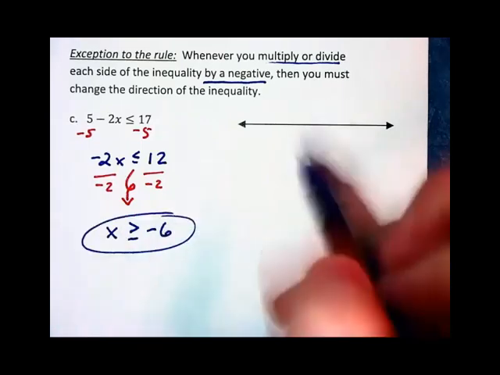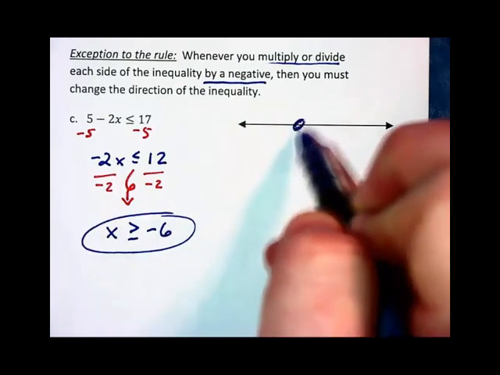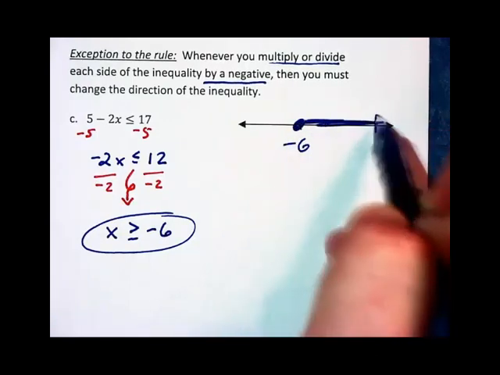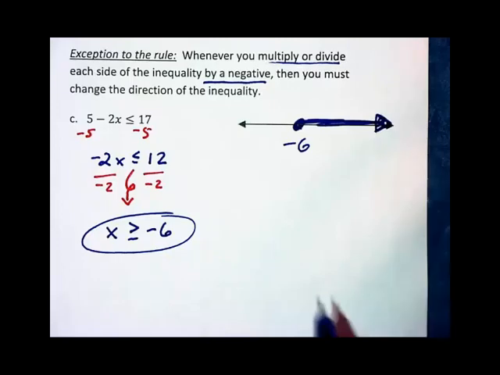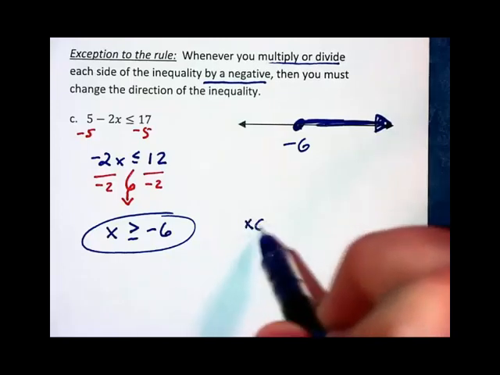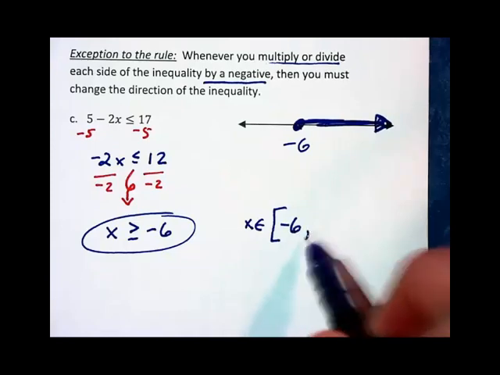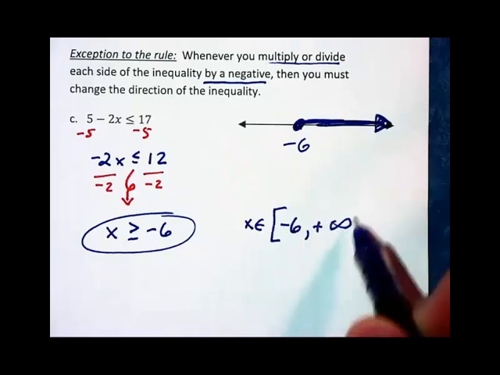And then on the number line here, solid dot at negative 6, shade everything to the right, including the arrow on the number line. In interval notation, we are saying negative 6 included up to positive infinity.